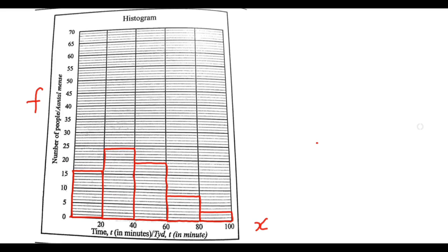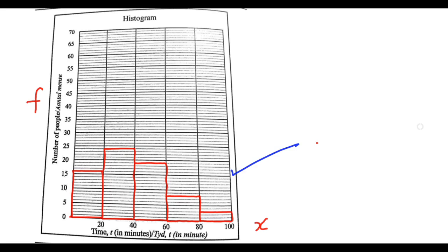So this is how you draw the histogram. You can color it also if you want to. You can color in between here if you want to make it look nice, or you leave it like this, it doesn't matter. So this is my histogram.